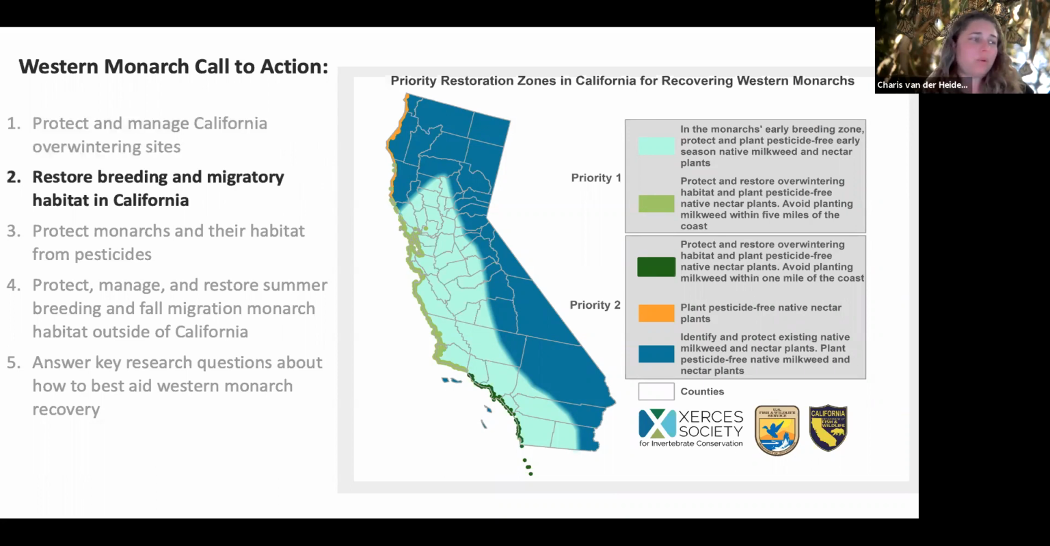Next slide. So two, we can restore breeding and migratory habitat in California. This means in your gardens, if you're along the coast, you can plant winter flowering plants where the monarchs are during the winter, and then away from the coast, you can plant summer flowering nectar species to support their migration. And it also means planting milkweed, and specifically native milkweed. Planting native milkweed in the right place is going to be key. The Xerces Society has recommended to plant native milkweed 5 miles away from the coast, away from overwintering sites. But they've since adjusted this to 1 mile away from overwintering sites.